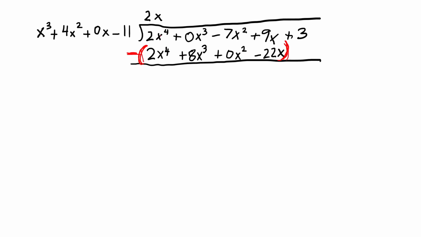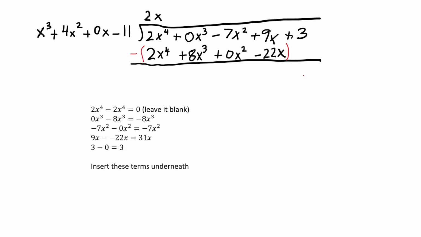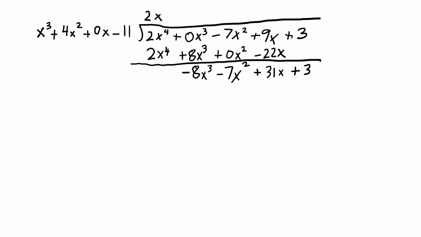Now, we can just look at the 2x to the 4s. 2x to the 4 minus 2x to the 4 is 0. 0x cubed minus positive 8x cubed is negative 8x cubed. Negative 7x squared minus 0x squared is negative 7x squared. 9x minus negative 22x is 31x. And then we bring down the plus 3. Okay? Then we have to do the process again.